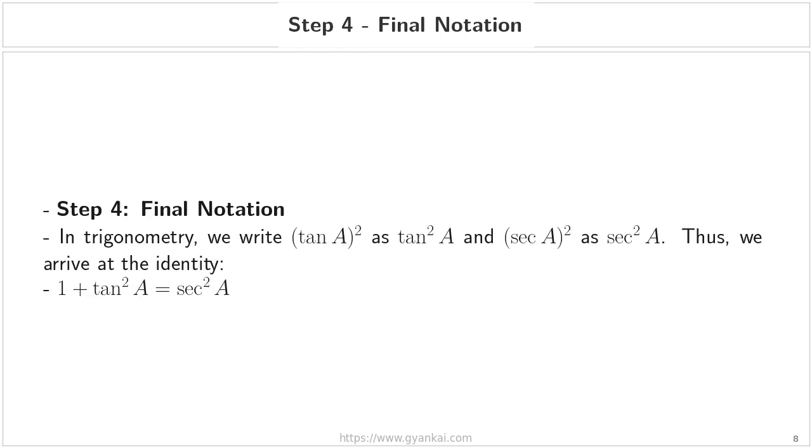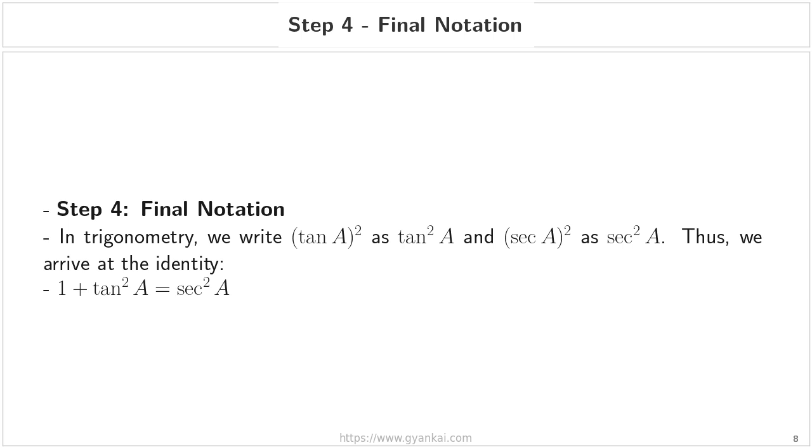Step 4. Final notation. Now that we have successfully substituted our trigonometric ratios into the equation, we move to our final step. Step 4, which is the final notation. You'll notice in the previous slide that we had the terms written as tangent of A, all squared, and secant of A, all squared. While this is mathematically correct, it's a bit cumbersome to write out during long proofs. In trigonometry, we use a much cleaner shorthand. We write the tangent of A squared simply as tan squared of A, and we write the secant of A squared as sec squared of A.